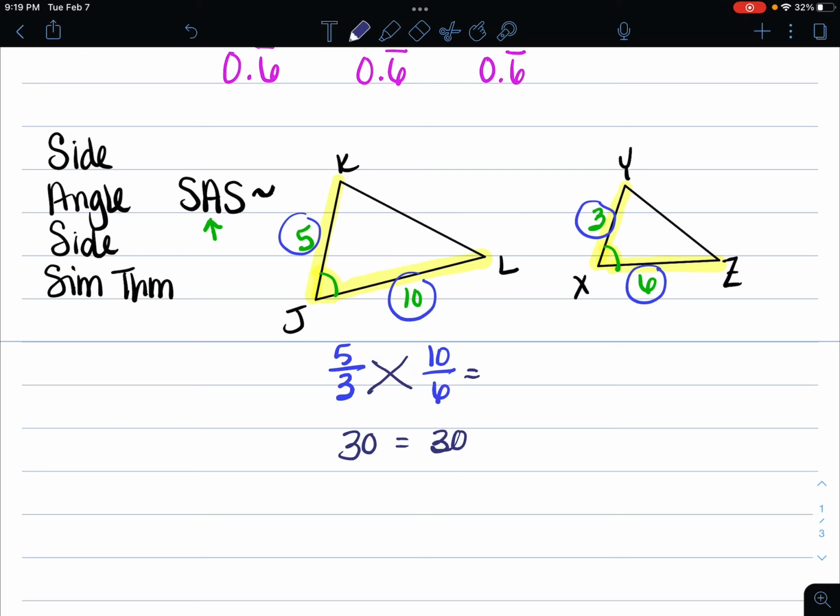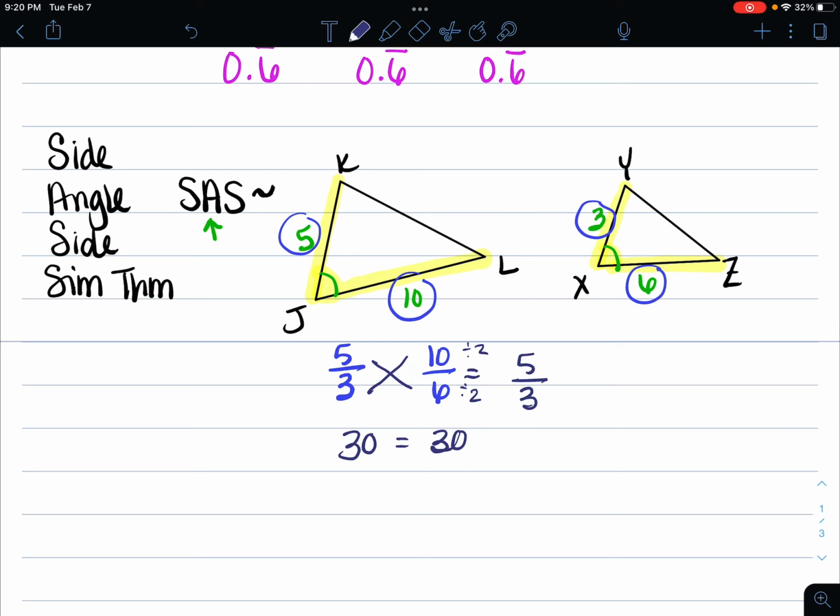Or you could just reduce that second fraction, right? I know that both 10 and 6 are divisible by 2. So if I were to just reduce that fraction, it also gives me 5 over 3, and obviously that equals 5 over 3. So that's what the side angle side similarity theorem is. You can't just look at it and go, yep, that one's side angle side. You have to prove that they are by showing me that the 2 ratios are equal to each other, because sometimes they're going to give you some that are not, and you have to check that.